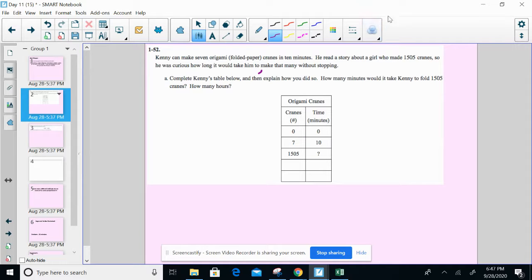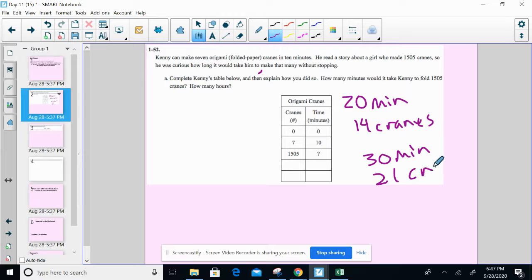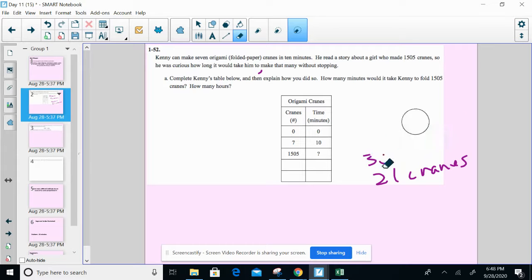So, just like the last problem, the easy way would be to say 20 minutes would be 14 cranes, right? Every 10 minutes, we're adding 7 cranes. 30 minutes, 21 cranes. Every 10 minutes, we add another 7 cranes. It's going to take us a long time to bump up to 1,500. I mean, heck, even if we go by tens, we're going to have to half it at some point because of the 5. So either way, we're kind of stuck that way.